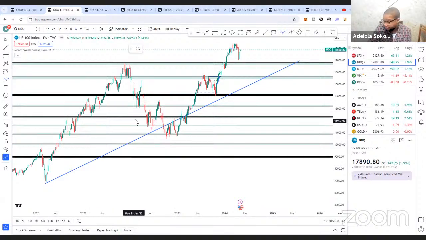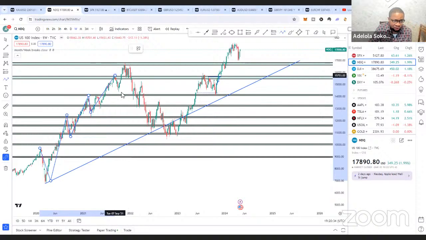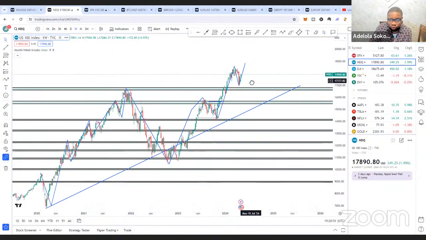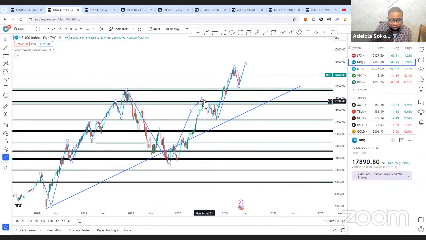I'm on the weekly time frame. You can see that this is a higher low. It's higher than this one. And we have a higher high, higher than this one. So we have something that looks like this. You see that price continuously prints a higher low and a higher high for NASDAQ, and then we are likely to break out this high.